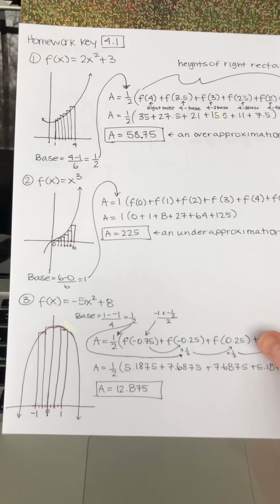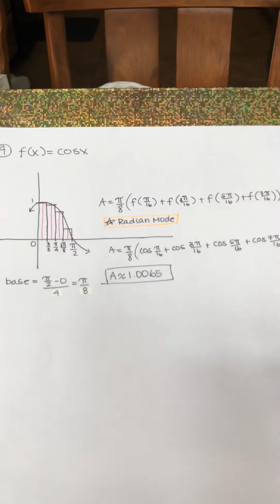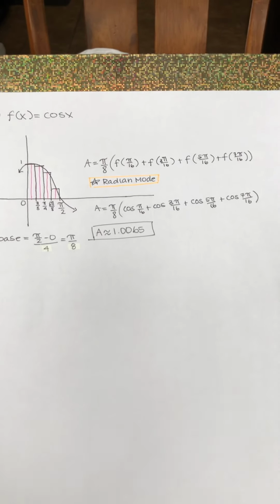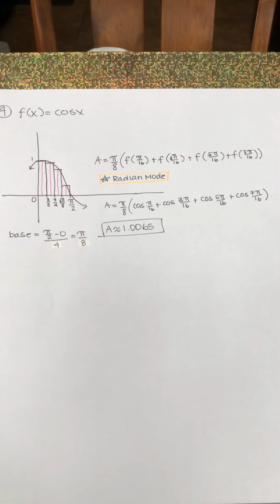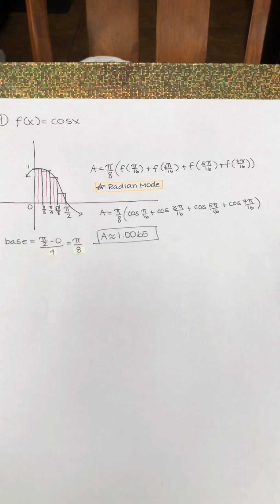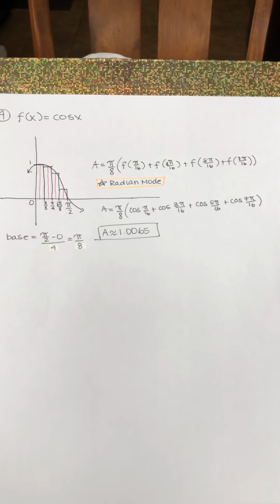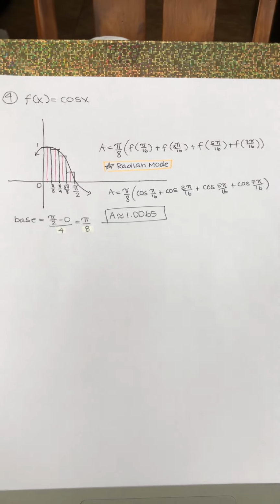Okay, here is number 3. Oh, excuse me, number 4. This one you have to use your calculator on because we don't know the values of cosine pi over 16 and so forth. And I'll also be sending this to you on a PDF.